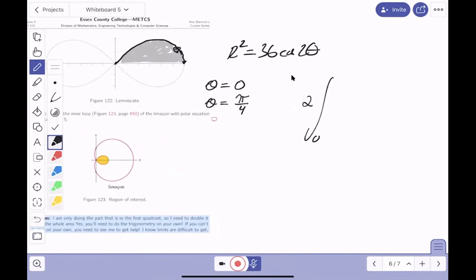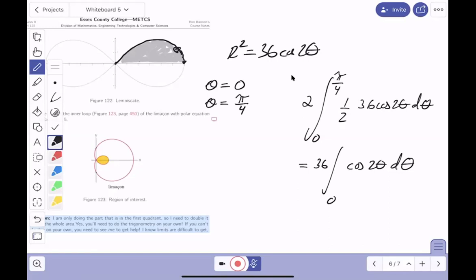And I'm going to go from 0 to pi over 4. 1/2 r squared d theta. I have to do the work. I'm going to get 36 cosine 2 theta d theta from 0 to pi over 4.